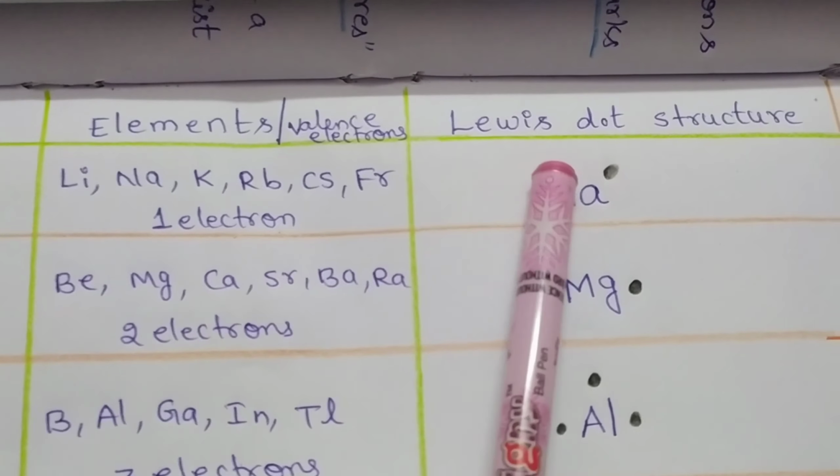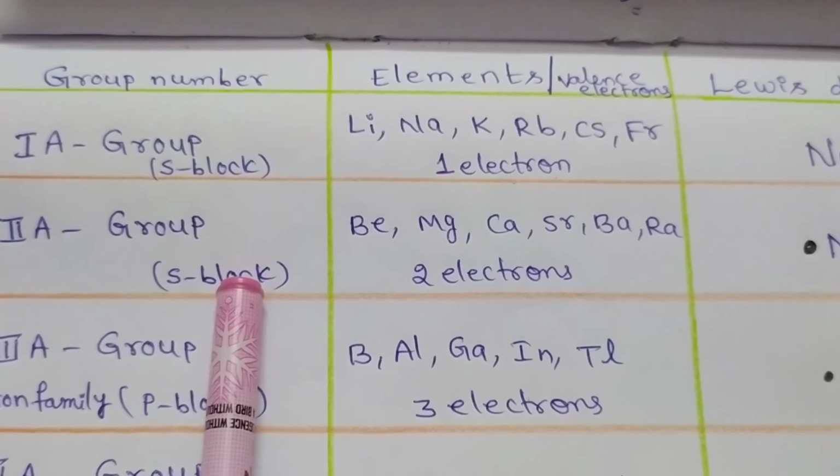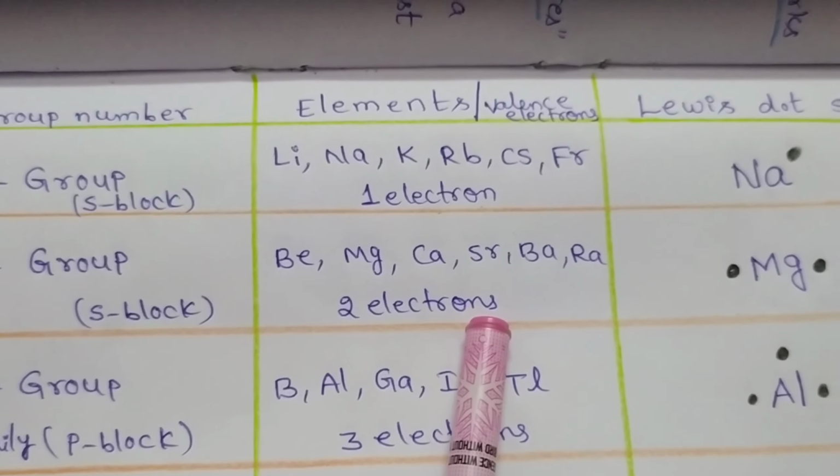Now we can discuss second A group elements. The second A group elements are beryllium, magnesium, calcium, strontium, barium and radium. These elements contain two electrons in their outermost shell, so these elements contain two valence electrons.